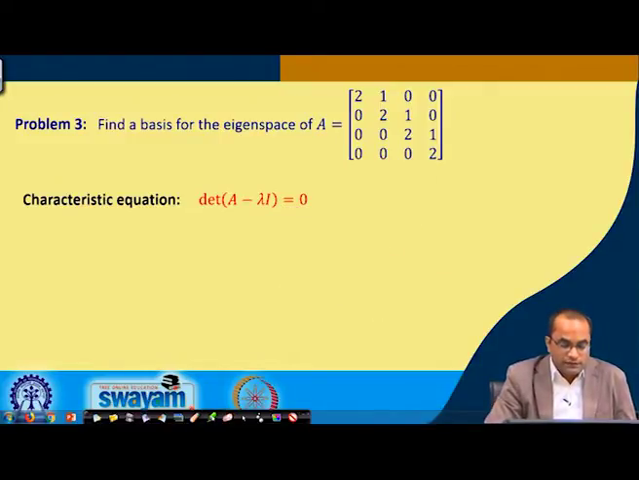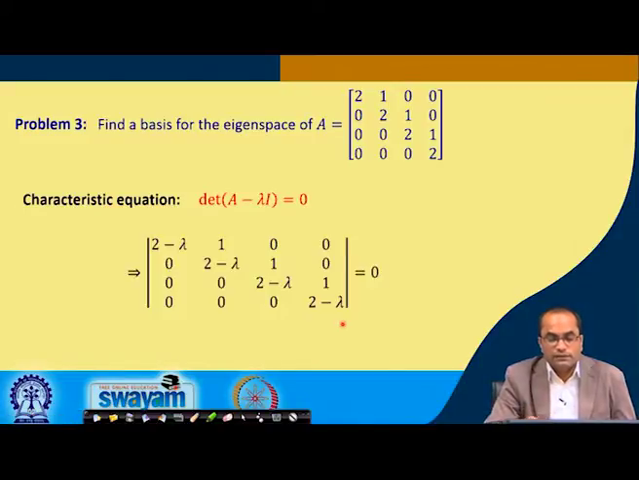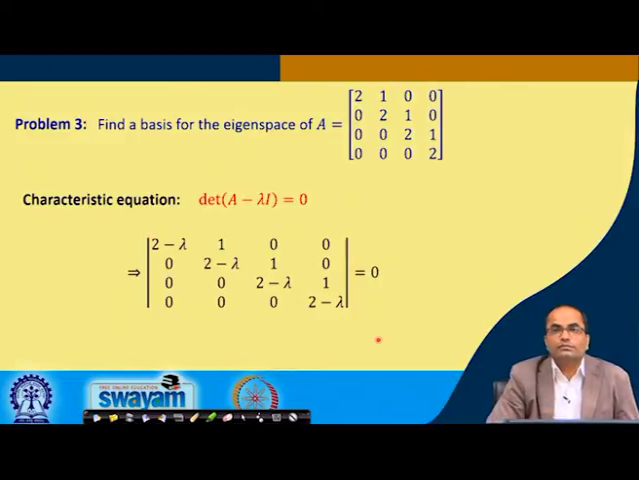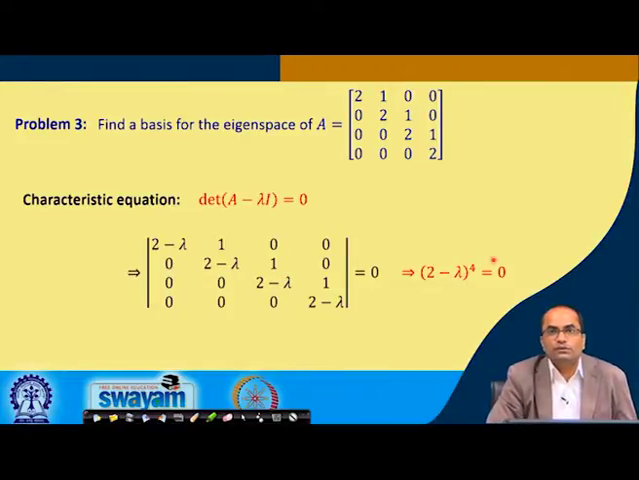When we solve for this determinant, we are getting 2 minus lambda, power 4, because there are 4 entries here. We will get just the product of the diagonal entries for such matrices. So, we get (2 minus lambda) to the power 4 is equal to 0. This is another special case where all the 4 eigenvalues are the same, and the value is 2.